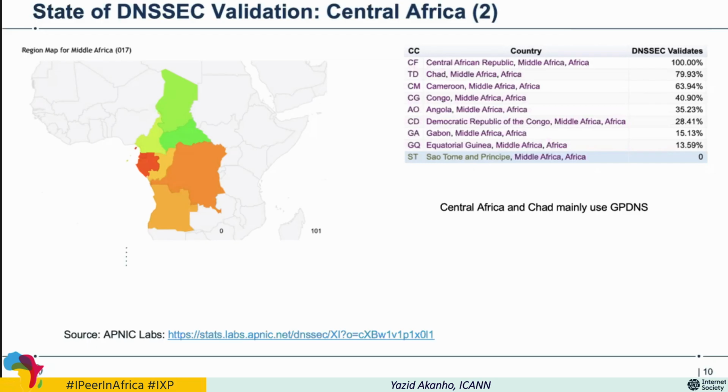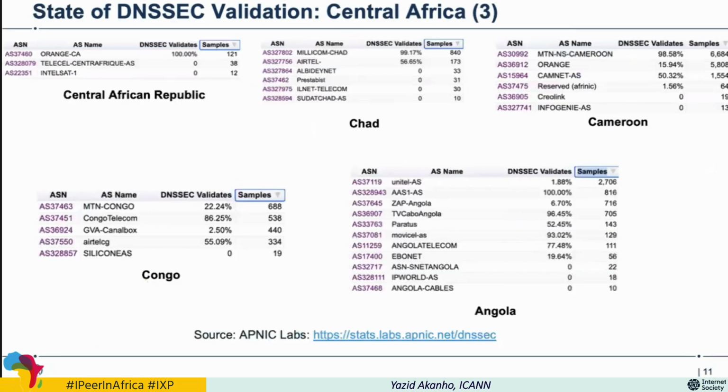Then if you have your own resolvers, there are countries like Equatorial Guinea and Gabon that still have a lot to do to improve the situation. So that's a split by operator rather than a country. I think I met some of these last year here at Ocean. Some people answered present, some people did not. We've got 86%, and 55%, for example, in Congo for Congo Telecom and Airtel CG.